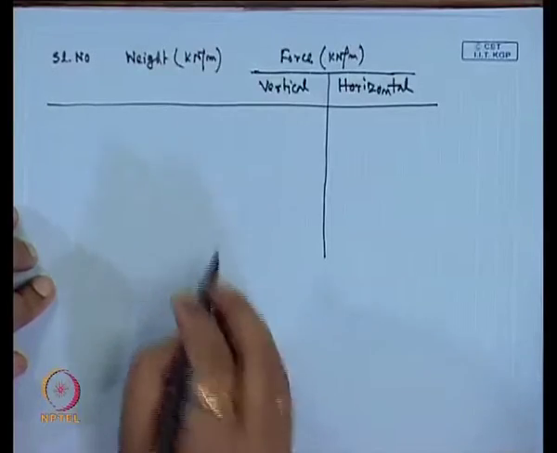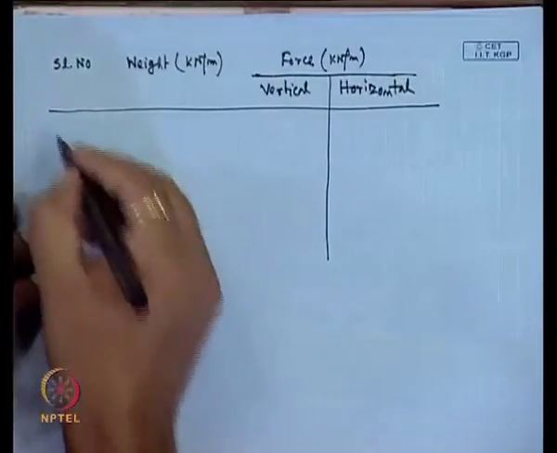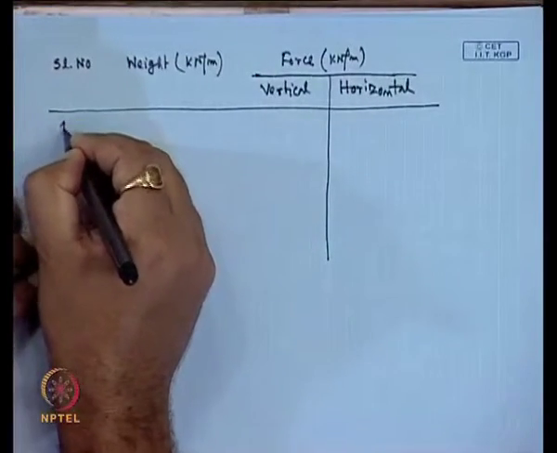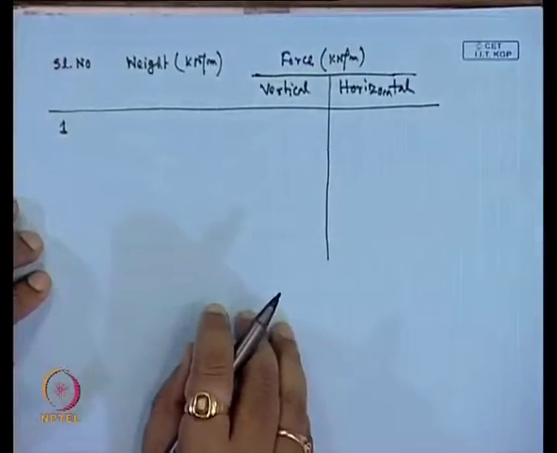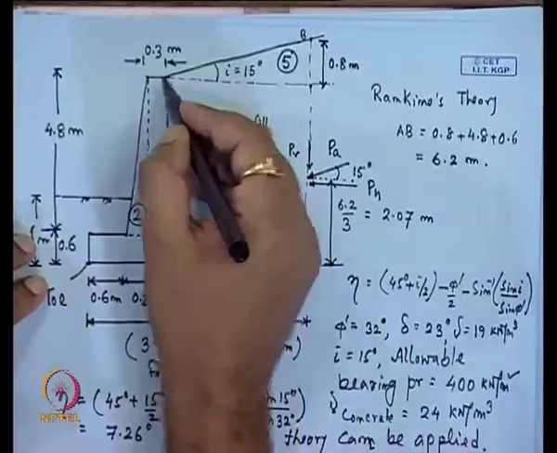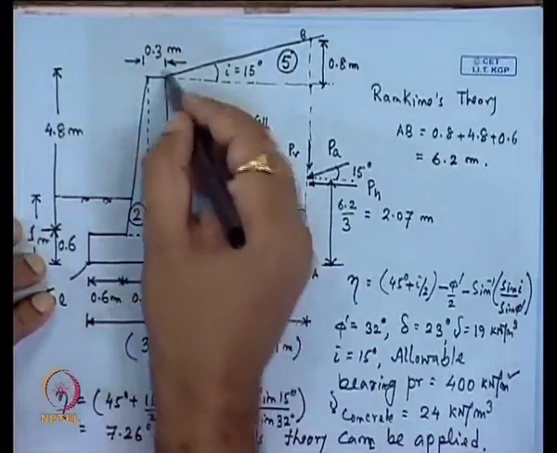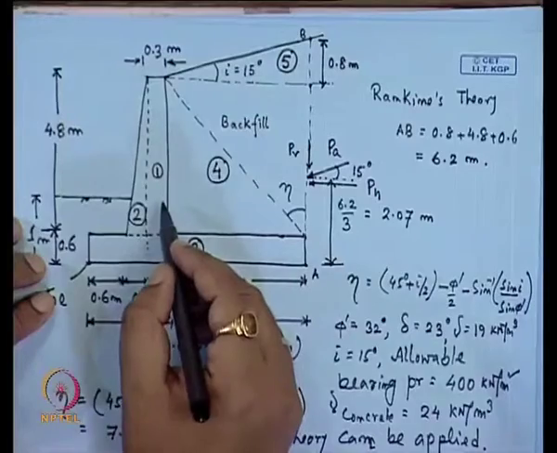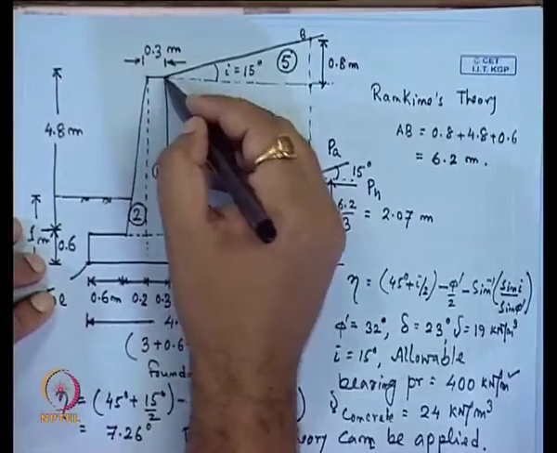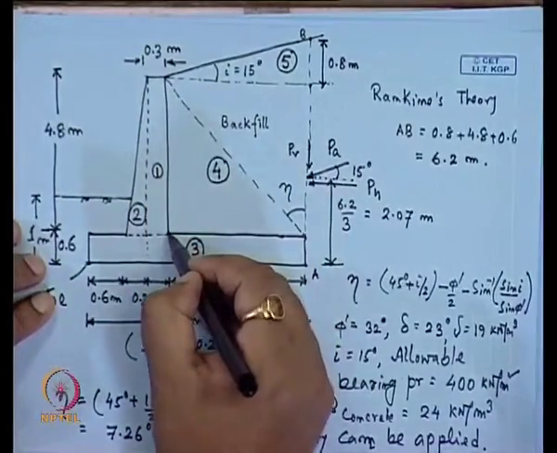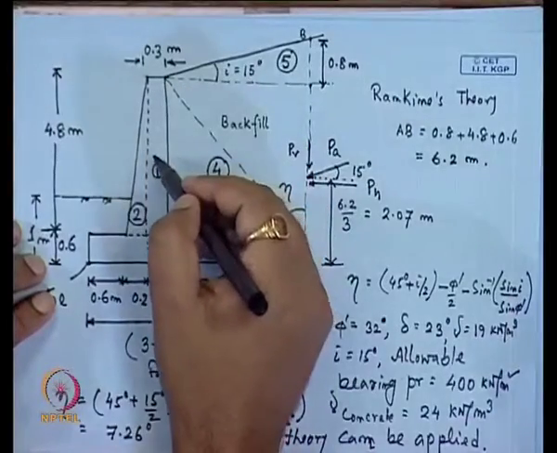So, this is the weight calculation table, where we will calculate the weight of the first segment, serial number 1. For this first segment, the weight will be this area into the unit weight of the concrete. So, this area will be 4.8 meter into 0.3 into 24.